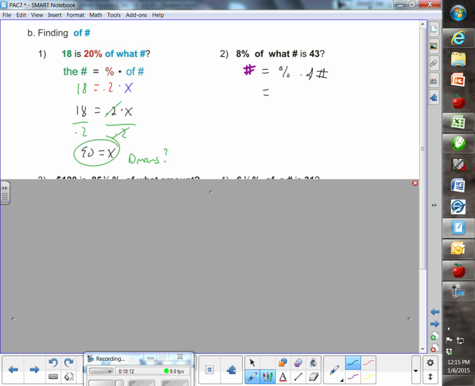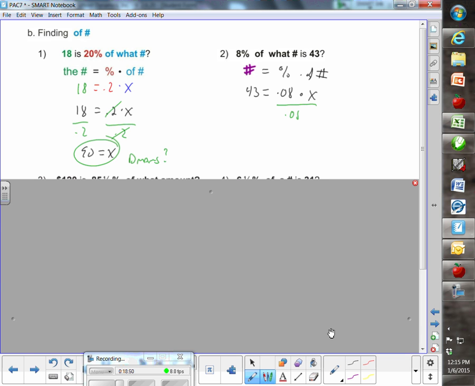Josh, what is 8% in decimal form? 0.08. Good. Be careful with those single percents. 8% is 0.08, 5% 0.05. Good, Josh. All right, the 43, is that the of number? No. So it goes for the number, and we're looking for the of number. So 43 equals 0.08 times X. So normally we'll do the next step right on this problem. We don't need to rewrite it. So how would I finish this off? Somebody tell me what to do. Wyatt?